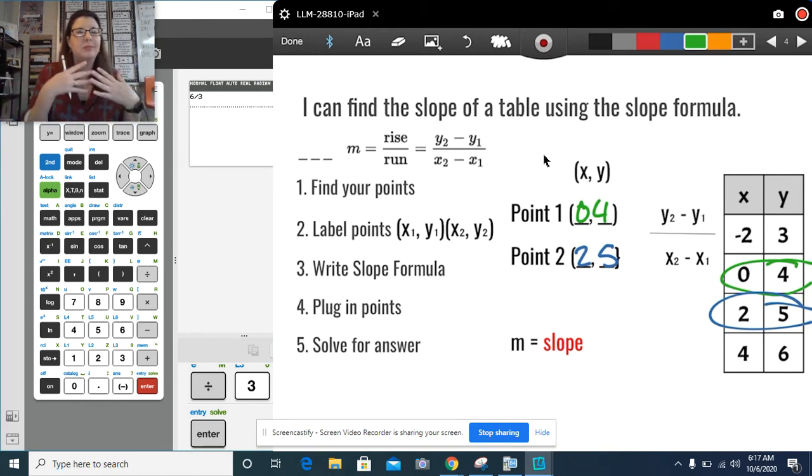Even if I flip-flop them, the same thing would work out. These are just what I am choosing. So I have taken care of finding my points. The next step is to label them.